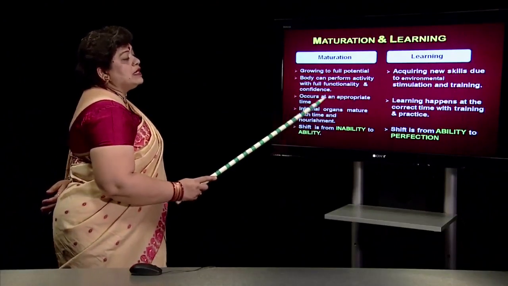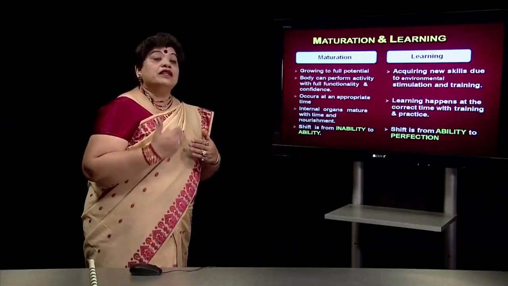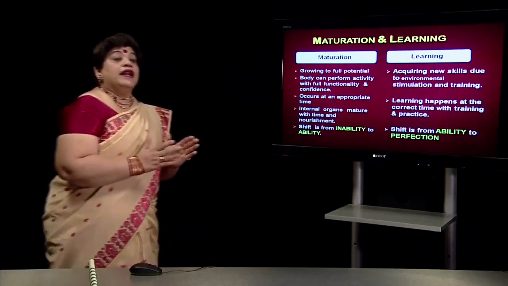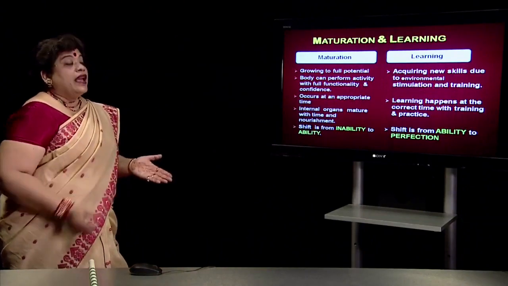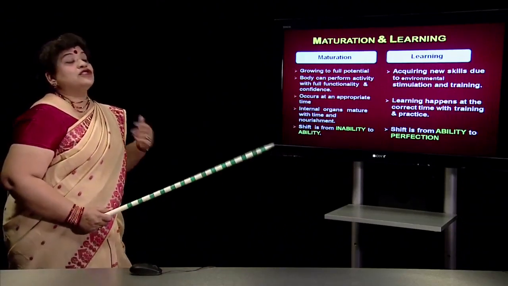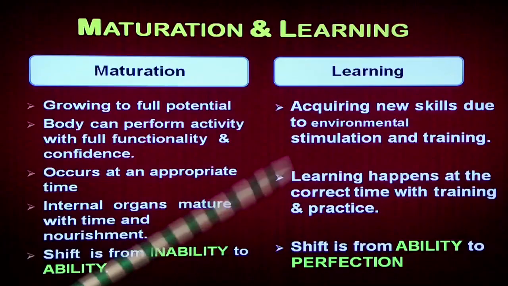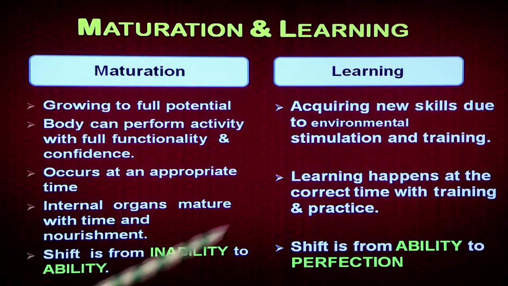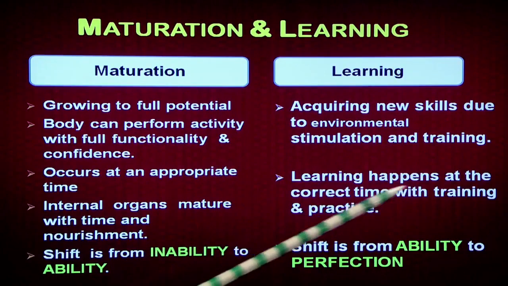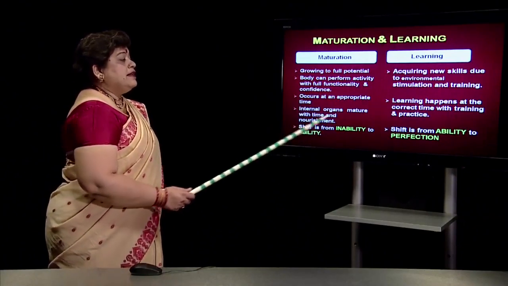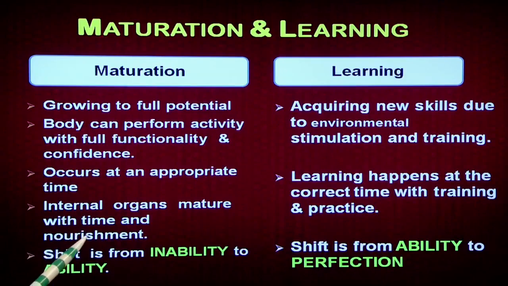Maturation happens or occurs at an appropriate time. And we must know that the child first should come into sitting posture, then only the child will start crawling. If the child is not able to sit, it is wrong on our part to expect the child to crawl. And similarly, learning opportunity has to be provided. That is, it will happen at the correct time with training and practice. Only when repetition and practice will happen will the child be able to crawl. Internal organs mature with time and nourishment.